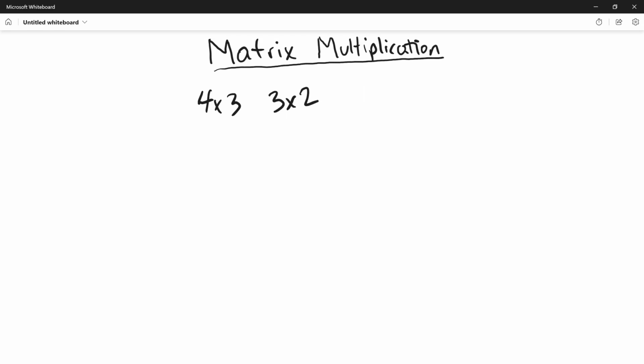Now, if these two inside numbers here are the same, you can multiply those two matrices, and if they're different, you can't multiply them. In this example, we can multiply the two matrices, and our product is going to be a 4 by 2 matrix, which is our two dimensions on the outside here. So that's when you can multiply a matrix.